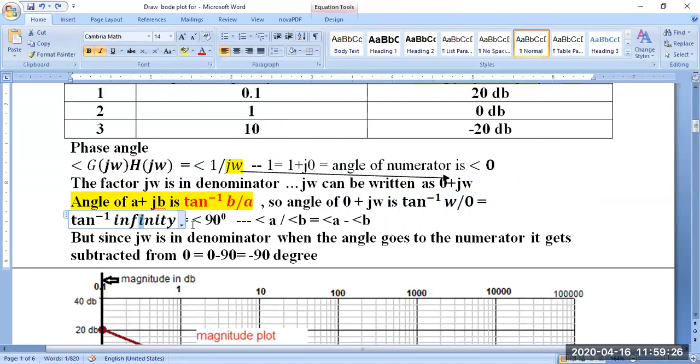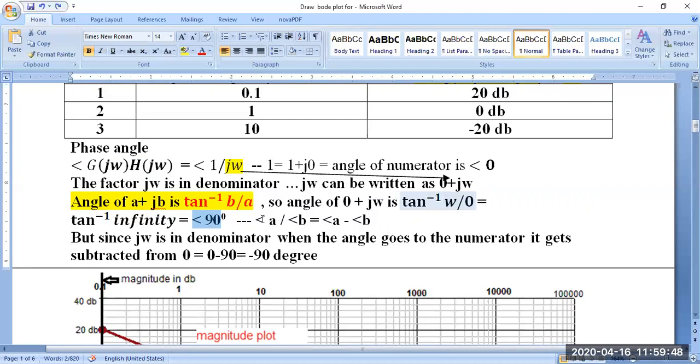And the angle will remain constant even if you vary omega, because you take any value of omega, omega upon 0 will always be infinity. Take omega 1000 upon 0, infinity. Take omega 0.1 upon 0, infinity. So this angle will not change, even if you vary omega.